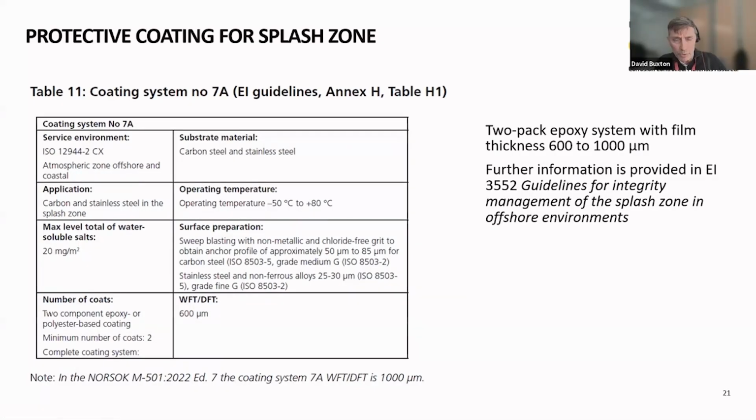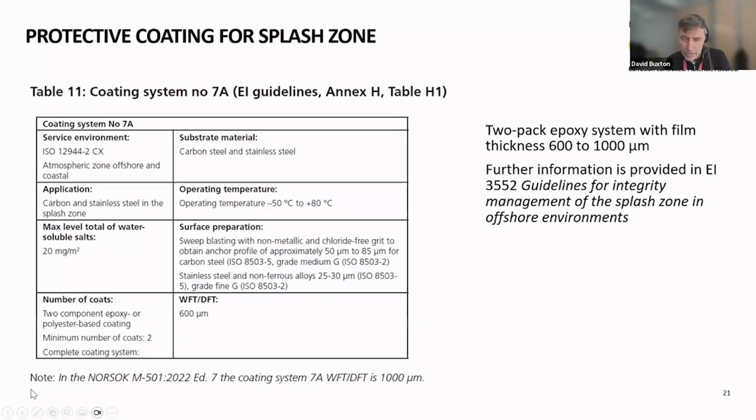And again, another example of a coating that might be applied. This is for the splash zone, and you'll see an increased thickness there, perhaps up to 1,000 microns, to provide resilience in this aggressive zone. And again, another EI document worth mentioning, guidelines for integrity management of the splash zone in offshore environments, is a source of further information that can be valuable.